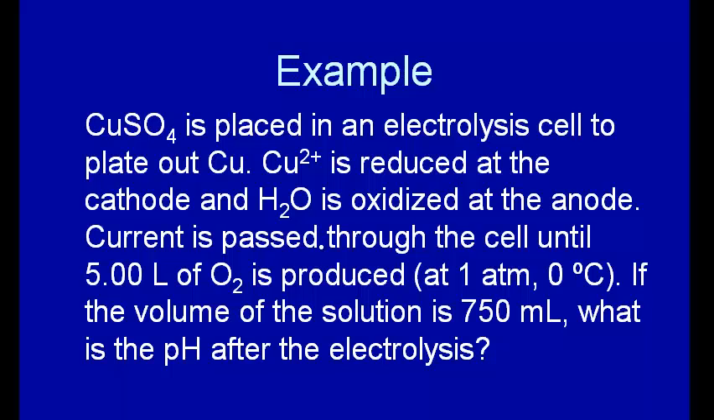We pass current through the cell until 5 liters of O2 is produced at 1 atmosphere and 0 Celsius. That's how you measure the volume of O2. If the volume of the solution is 750 milliliters, what's the pH after electrolysis? Well, you maybe want to pause this recording and think about it for a while. Looks like it's going to be an electrochemistry problem because you're doing electrolysis, but if you think about it, maybe not. So let's actually explore this.